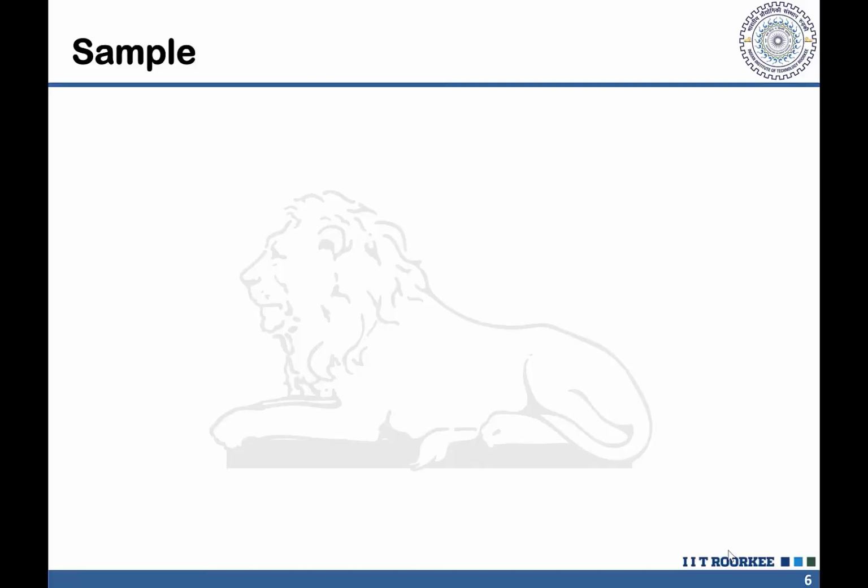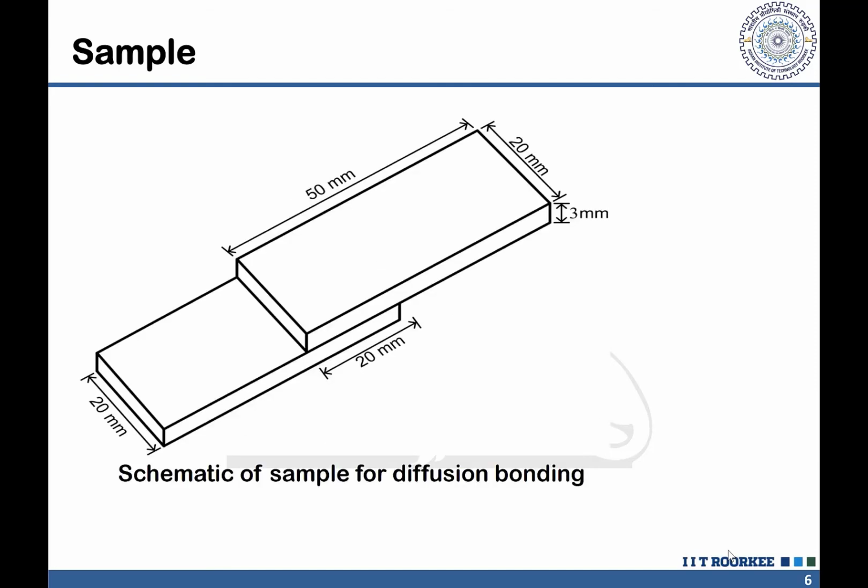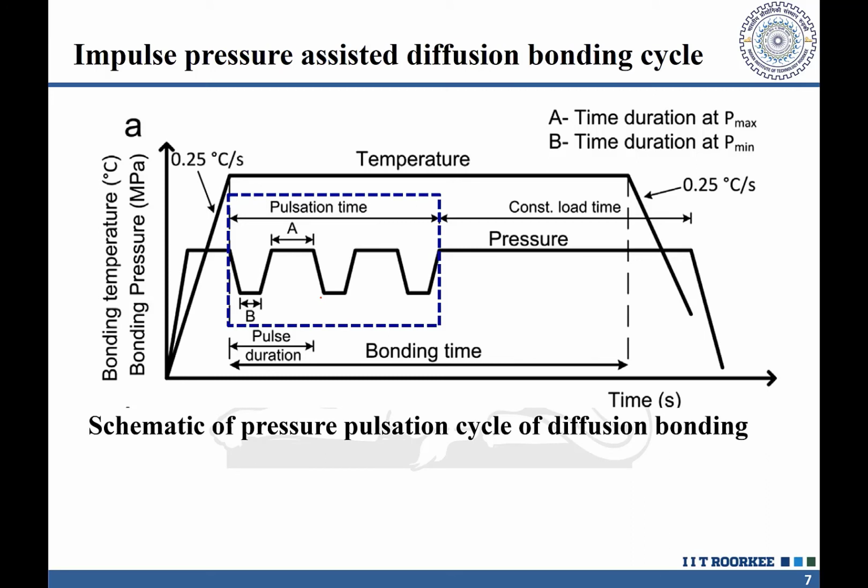So I will be talking about the diffusion bonding of similar as well as dissimilar metals. The diffusion bonds of similar metals, in this case study, were developed using lap joining. The typical sample dimensions used for developing the diffusion bond of austenitic stainless steel had an overlap length of 20 mm, a width of 20 mm, and each sample length of 50 mm, for joining 3 mm thick sheets. So the overlap area is 20 mm by 20 mm.